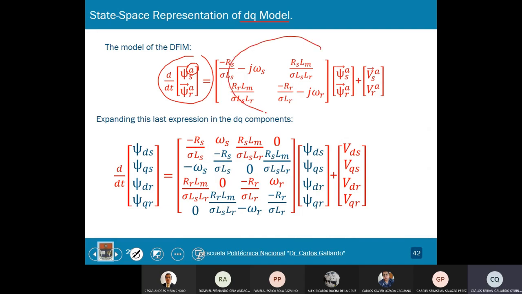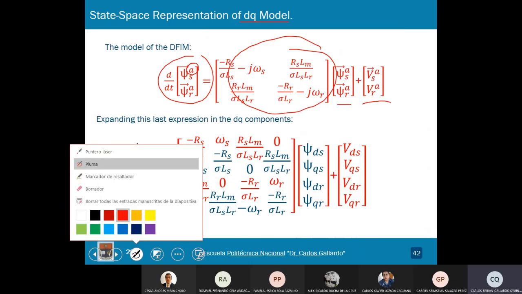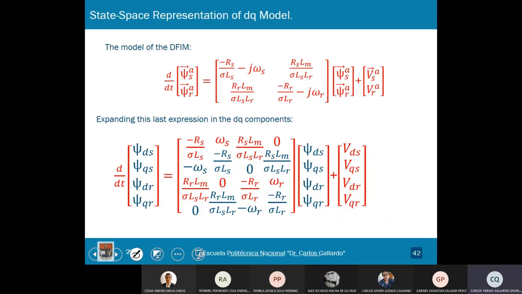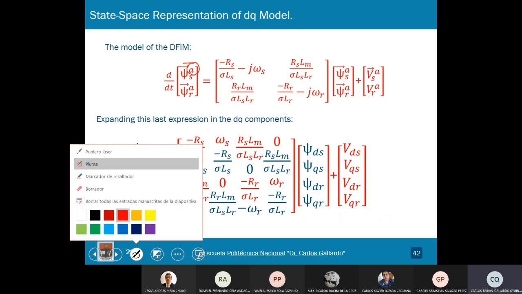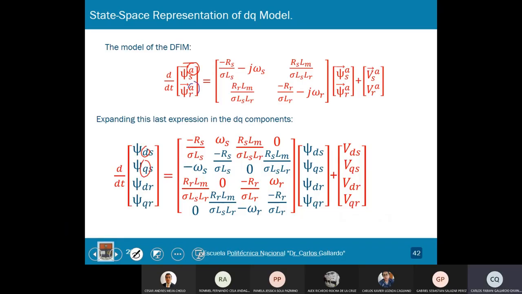Okay, so I will have here the state space matrix times the flux plus the voltages. Okay, so once again, splitting up the synchronous reference frame in two components, D and Q component, for the stator and for the rotor, once again, splitting up in two components, D and Q. This is the synchronous reference frame. I will get this matrix. Okay, the same for the flux. Okay, so I will have in the synchronous reference frame, this is the DQ coordinate.